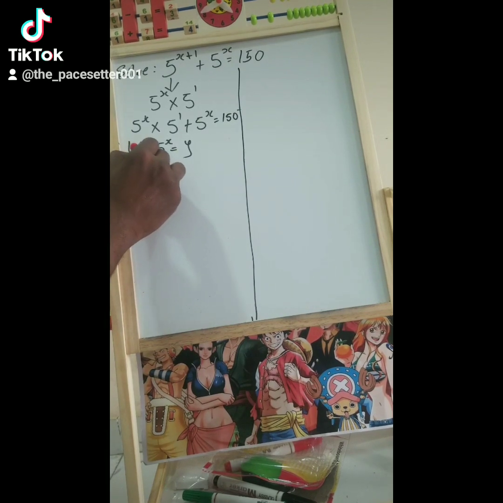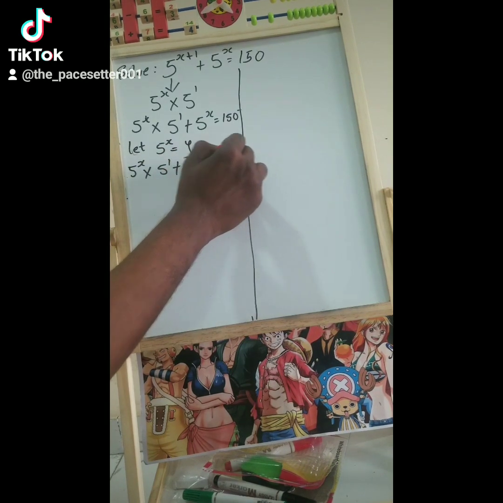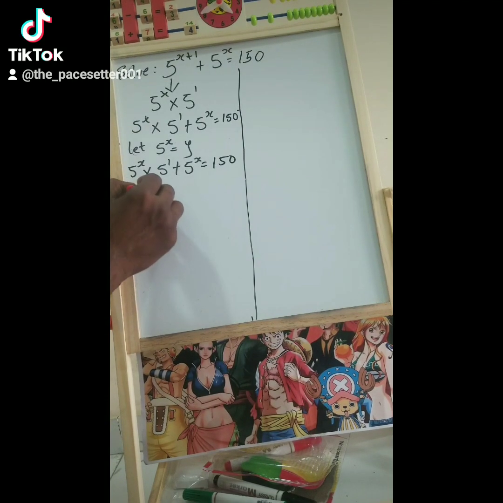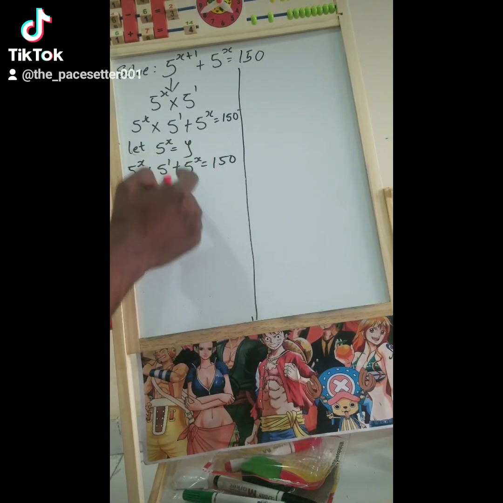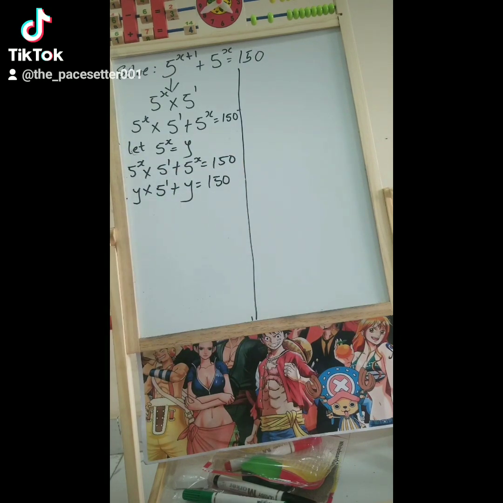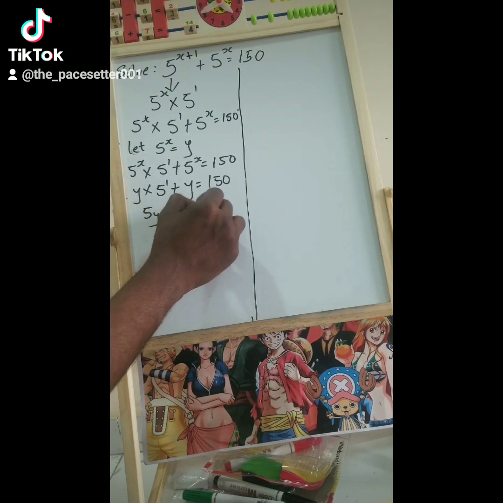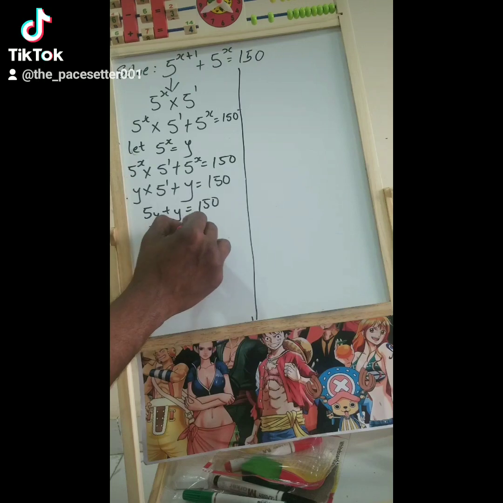We have 5 raised to the power x multiplied by 5 raised to the power 1 plus 5 raised to the power x equals 150. So we substitute y for 5 raised to the power x. The first becomes y multiplied by 5 raised to the power 1, which is still the same, then plus y. Everything equals 150. Now we multiply and add. y times 5 raised to the power 1 is 5y, then plus y equals 150. 5y plus y gives us 6y equals 150.